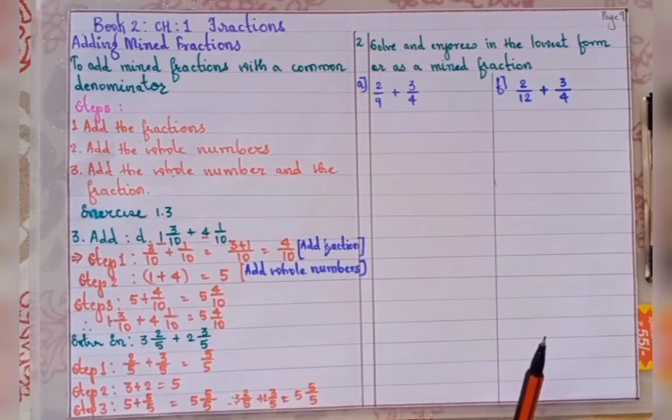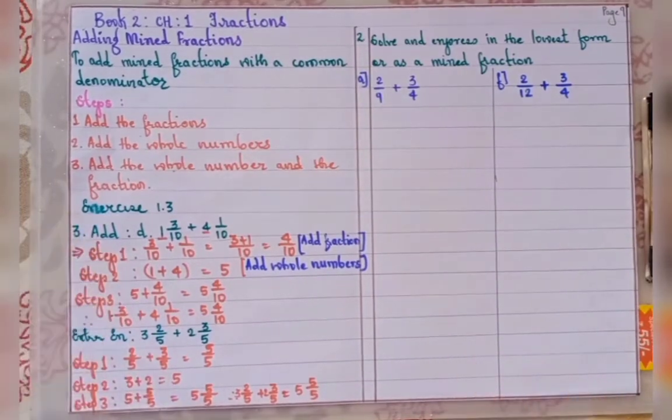So what we have to do here is, they have given unlike fractions. And you know that unlike fractions can't be added together directly. So first, these unlike fractions we have to convert into like fractions. So how do we convert it? By finding the LCM. So we have to find the LCM of both the fractions, make them like fractions, and add them together.